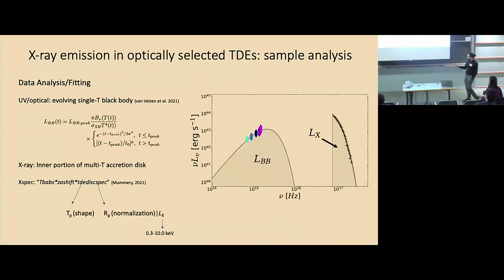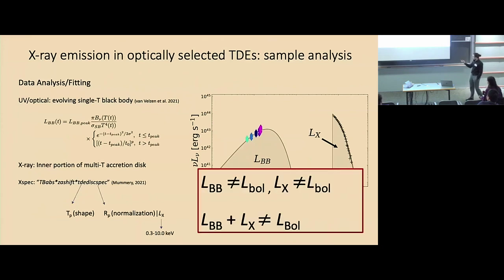And just to visualize this, at every epoch we measure this L_BB, which I'm calling the integrated UV optical luminosity, assuming a single temperature black body, and the X-ray luminosity from the fitting of the X-ray spectrum. Just to make clear, none of these is the bolometric luminosity, right? Adding the 2 is also not the bolometric luminosity because we cannot observe what's happening in between.